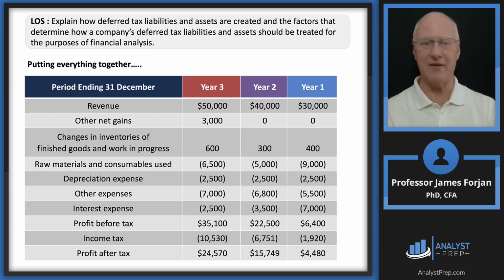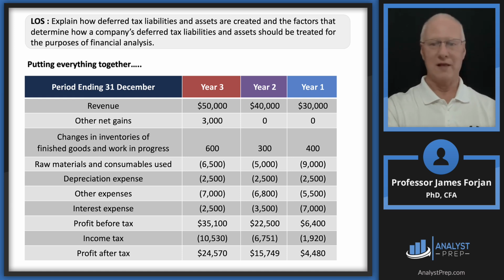Putting this all together, if we want to, whoops, sorry about that. If we want to put this all together, we can just work our way down. There's our depreciation expense. Then there's our interest expense. And then you go all the way down to profit after tax from 4480 up to 24570.